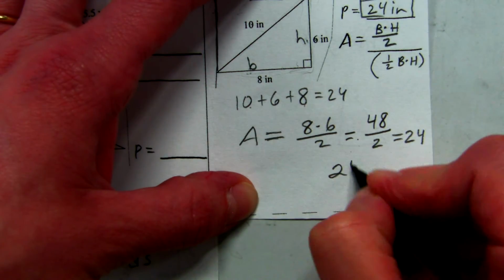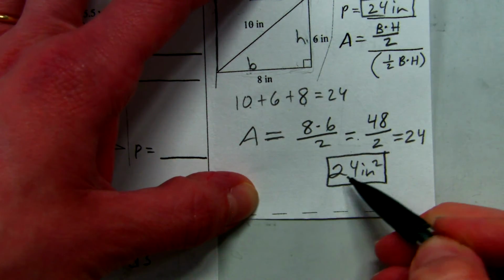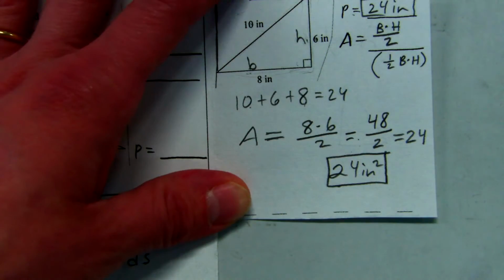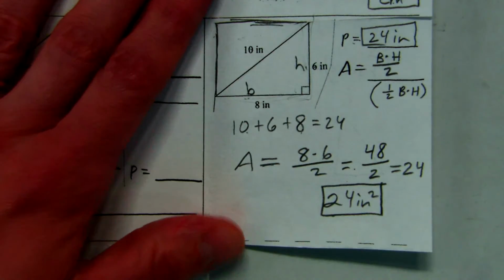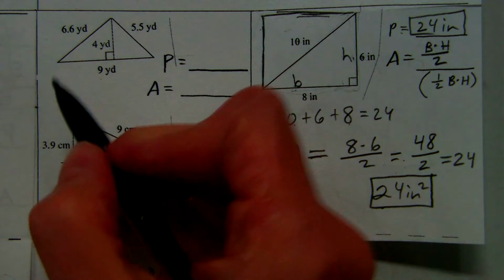And we get 24 inches squared. It's actually kind of weird that we got 24 for the area and for the perimeter. That doesn't normally happen. It just happens to be that this is a special situation. Okay? So that whole idea of the rectangle, strangely enough, works for any kind of triangle. It's just a little bit weirder on some of these.